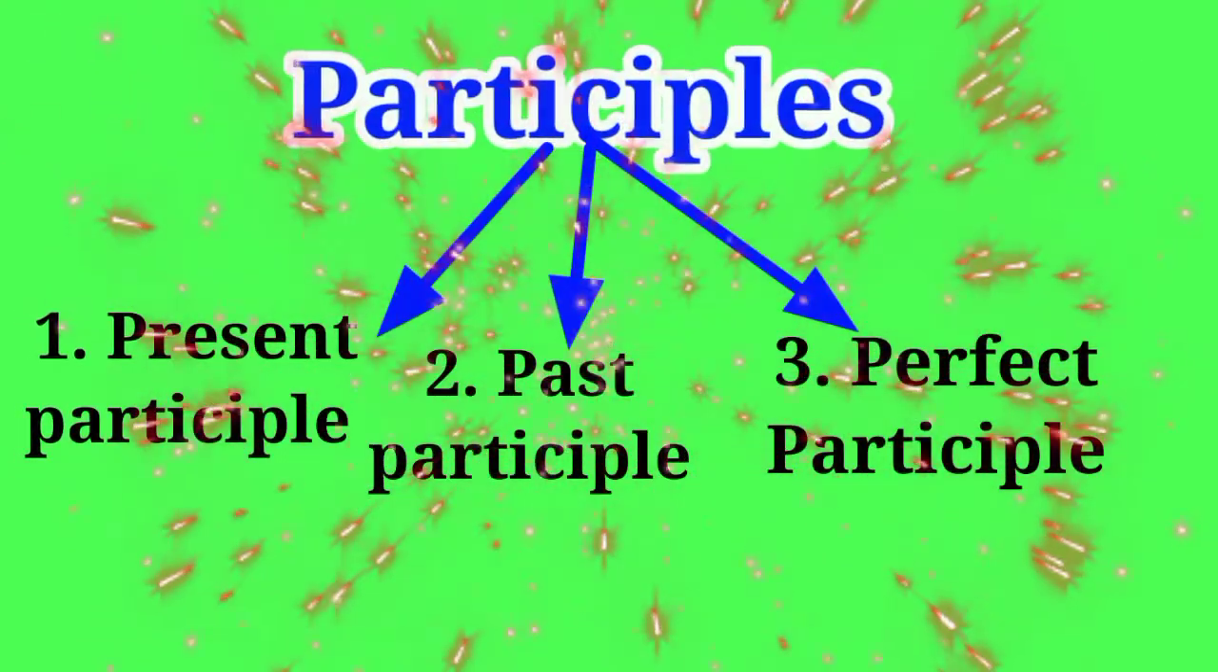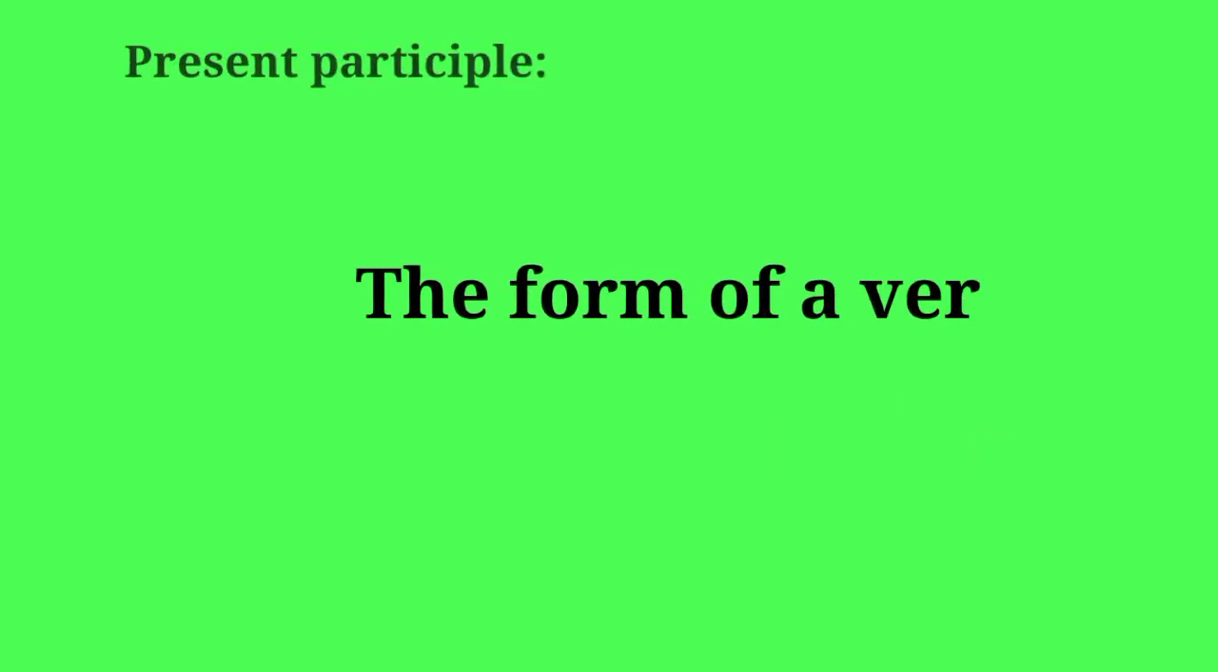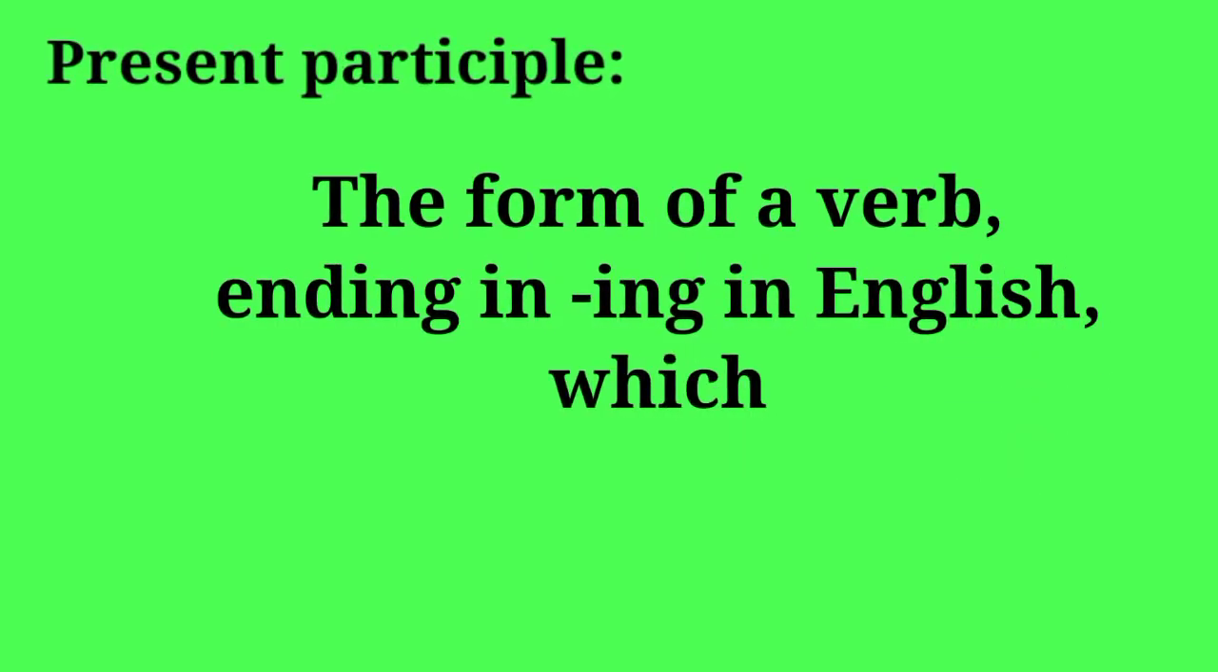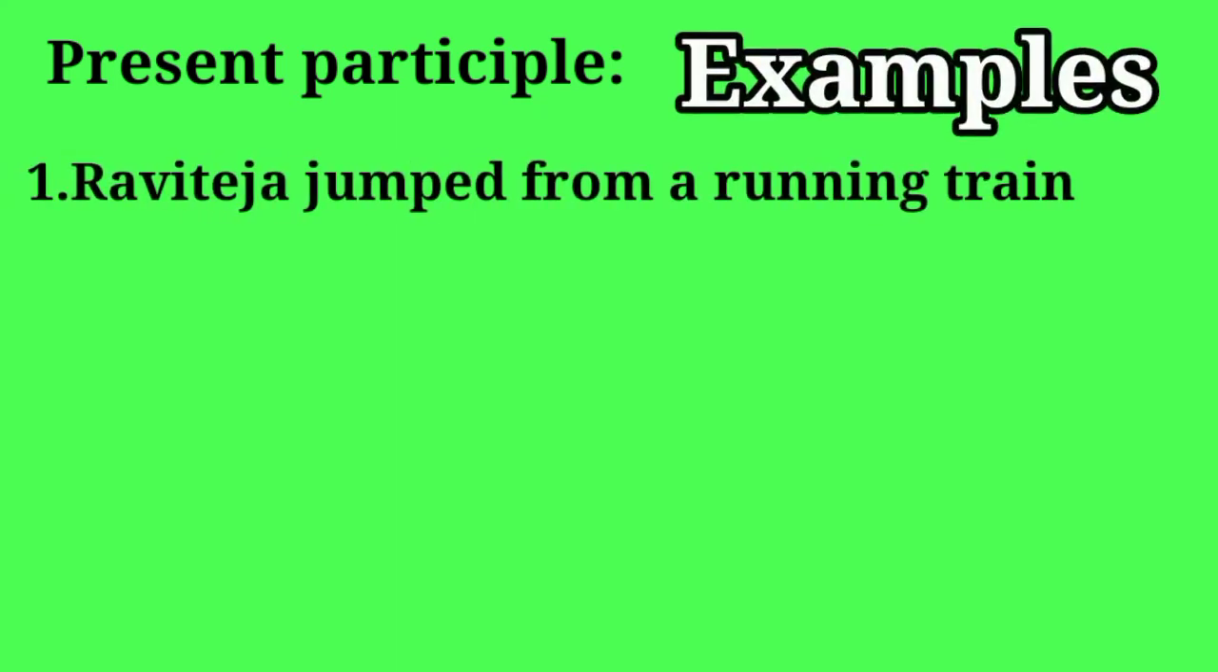Now we will see the classification of participles. Participles are of three types. One is present participle, second one is past participle, and third one is perfect participle. Present participle: the form of a verb ending in ing in English, which is used in forming continuous tenses.